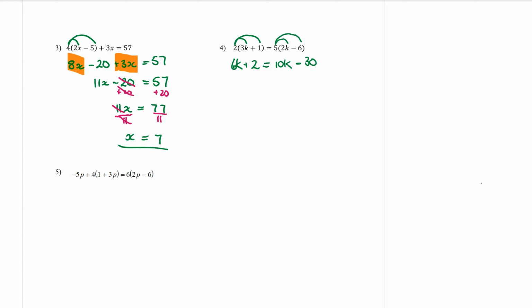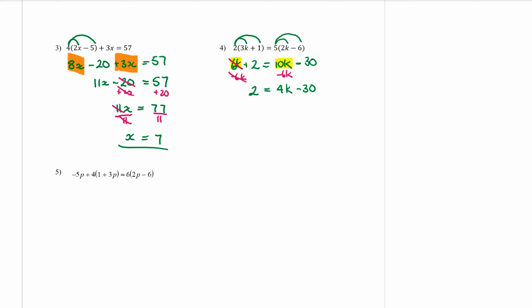Okay, so there's no like terms on either side of that equation, but I do have pronumerals on both sides. So we know when that happens that we have to move the smaller one. So the smaller one is the 6k. To move it, I need to subtract 6k. Okay, that will go away. And I've got 2 left. 10k take away 6k is 4k. And I still have the minus 30.